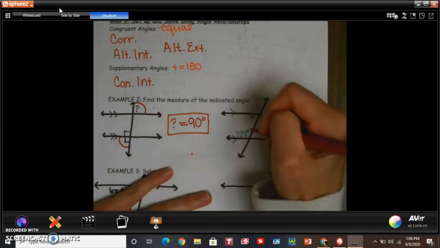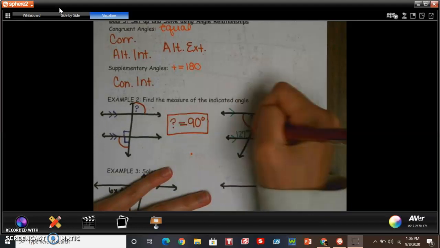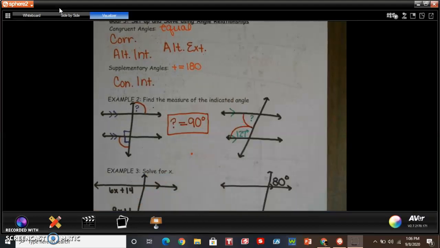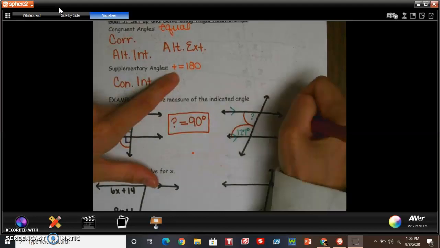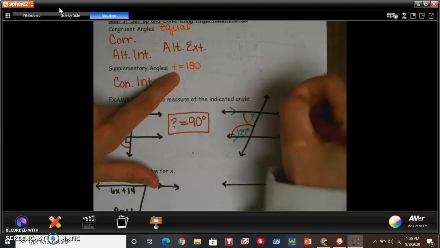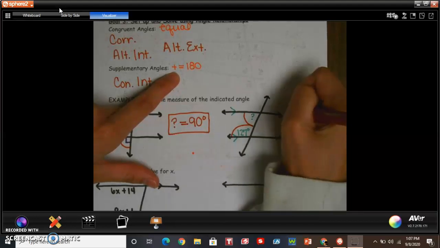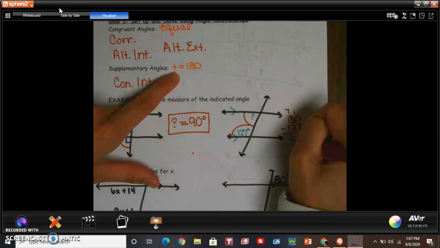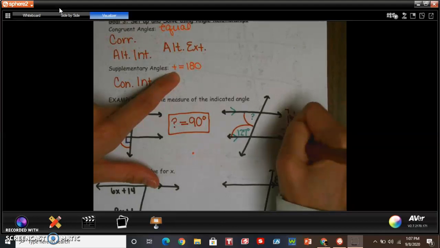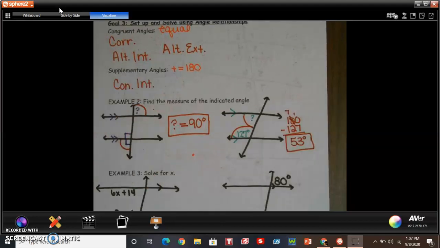All right, now let's look at the next one. For example 2, here's the angle we want to know. Here's the angle that we do know. All right, we're interior. Are we opposite or consecutive? Well, they're right next to each other, so they're consecutive, which means they equal 180. So to find it, I'm going to say 180 minus 127, and that leaves me with 53. And there you go.